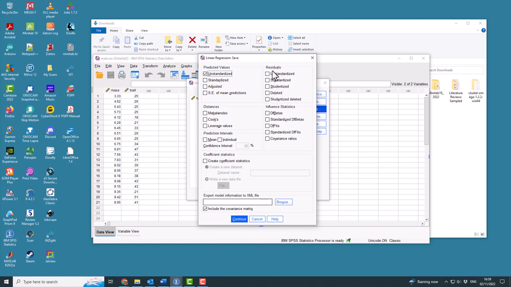I can also calculate the residuals. So the residual is the difference between what I actually observed, this mass, and the unstandardized predicted value. So I want to calculate those. And these residuals can also be standardized so that they have a mean of 0 and a standard deviation of 1. Now they always have a mean of 0.